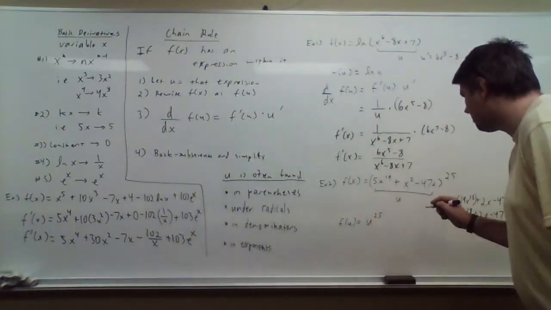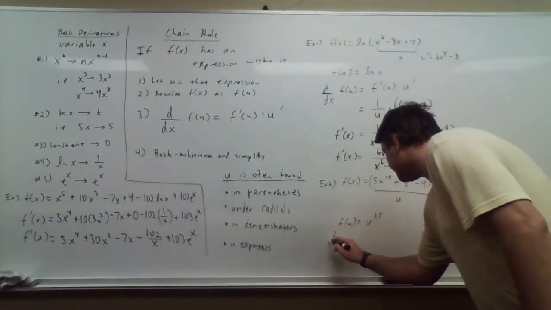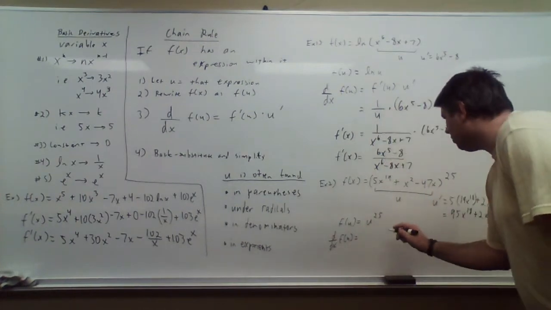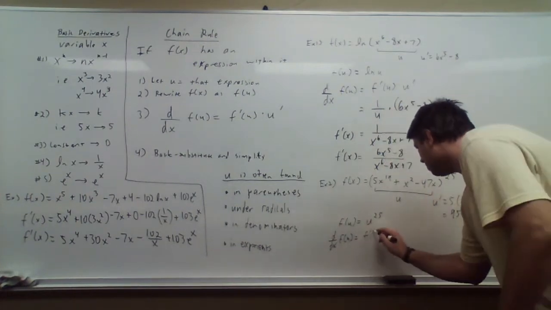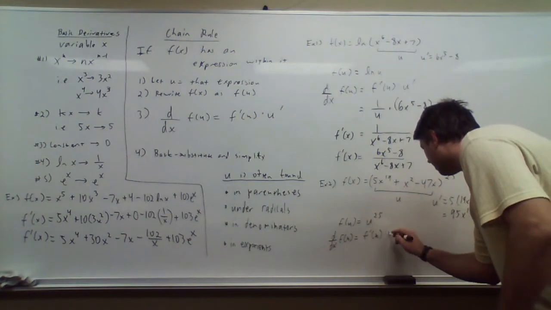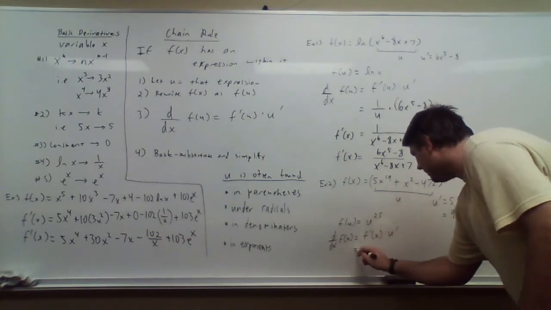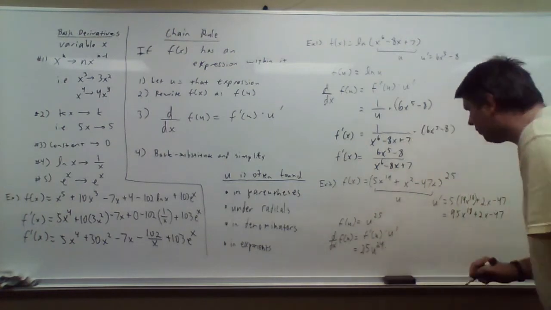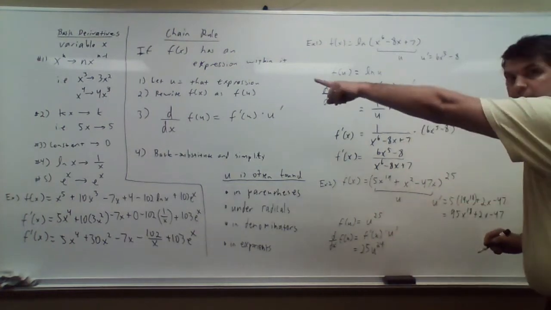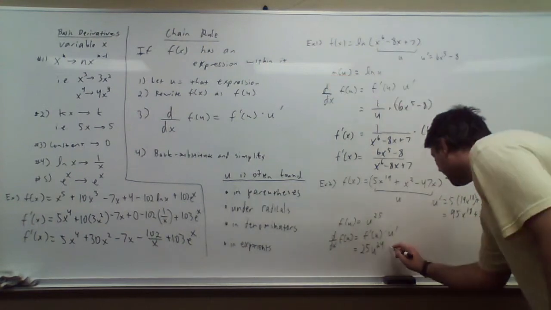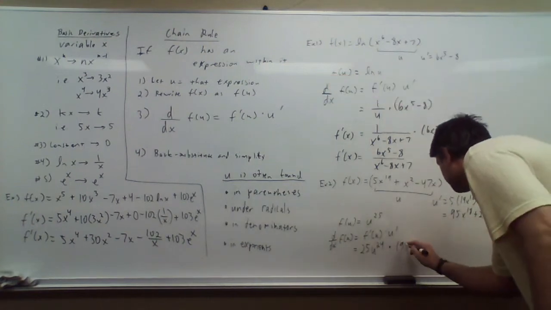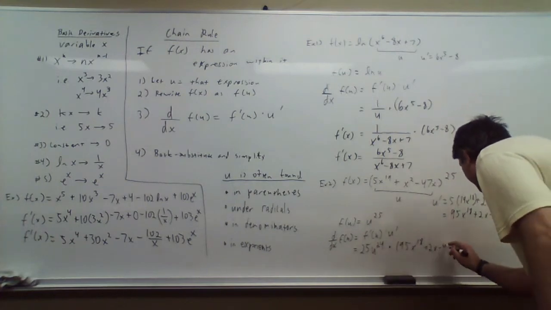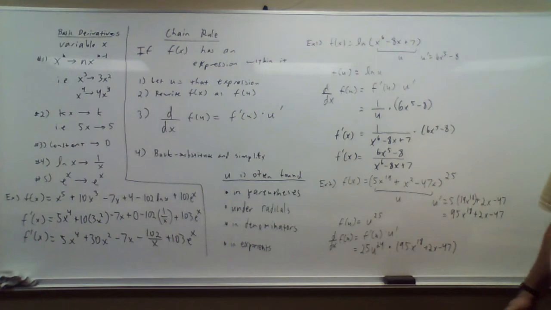So d/dx of f of u would be f prime of u. So you're going to have f prime of u times u prime, which would be 25 u to the 24th under the power rule over there, times 95x to the 18th plus 2x minus 47. Okay?